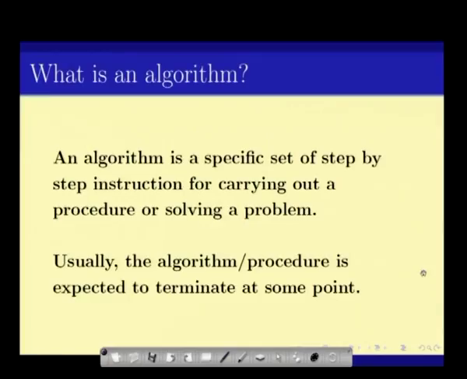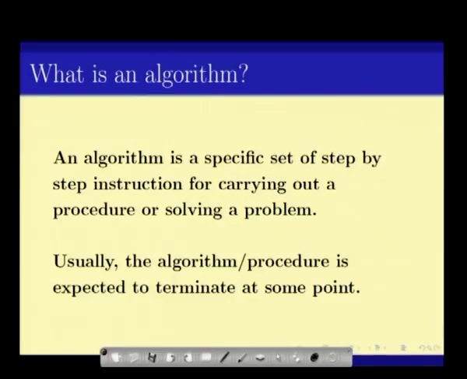So, we start with, we looked at an algorithm. This is the same question that we asked in the beginning of the lecture series. What is an algorithm? An algorithm is a specific set of step by step instructions for carrying out a procedure or solving a problem. We have seen many examples of algorithms in the last few lectures.